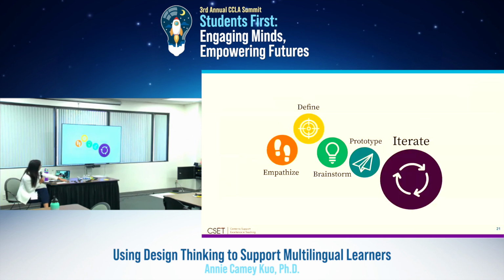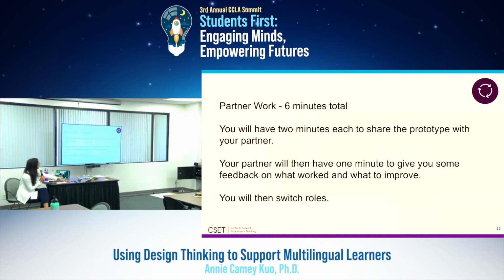And we are in the iterate stage of design thinking where you're going to share the prototype with your partner. You'll have a couple of minutes to do that, and then your partner will give you some feedback around the prototype. So you can get a sense of how did my partner feel about this prototype? What parts of it are great? What parts of it might need some tweaking? Are there other things I can add? And then you'll switch. Your partner will share their prototype with you, and you'll give them some feedback too.